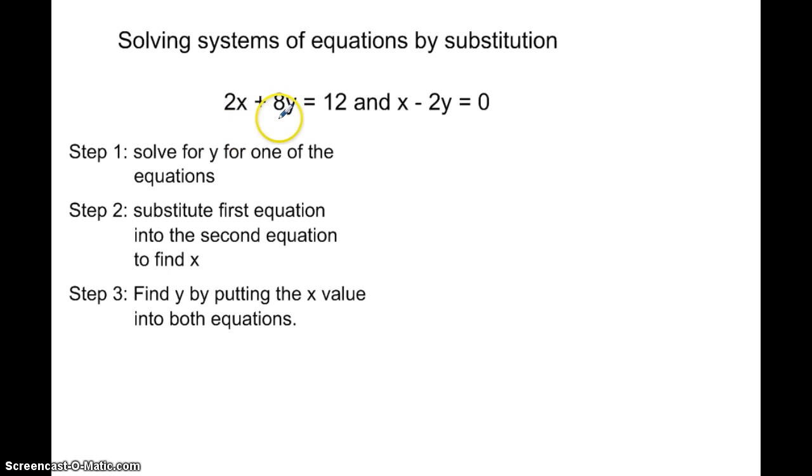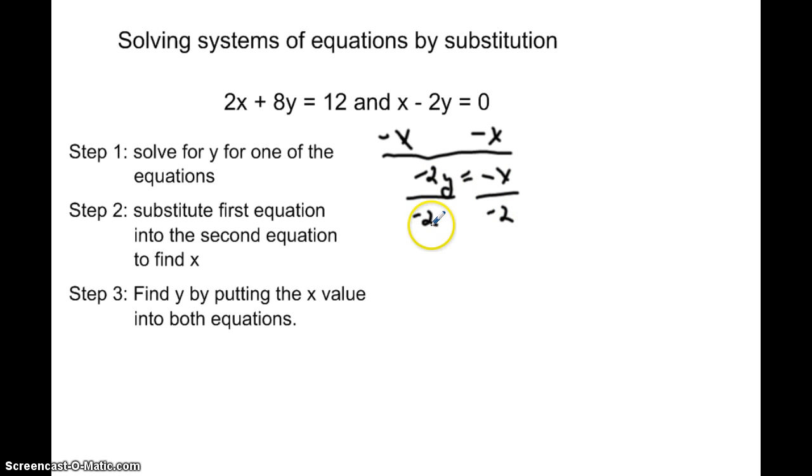If I look at this one, I'm thinking that I'm going to be dealing with fractions, and sure, I can do that, but let's try to work with whole numbers as much as possible. So I'm going to use x minus 2y equals 0, and solve for y for this equation. I will subtract x from both sides. So now negative 2y is equal to negative x. I will divide both sides by negative 2. So y is going to be equal to a positive x over 2.